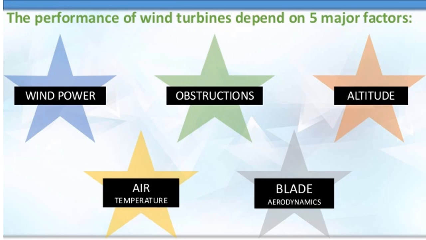The performance of a wind turbine depends on 5 major factors. First is wind power, second obstructions, third altitude, fourth air temperature, and fifth blade aerodynamics.